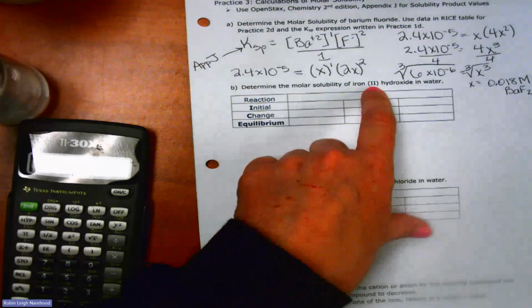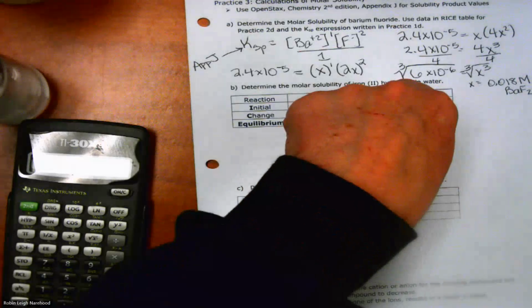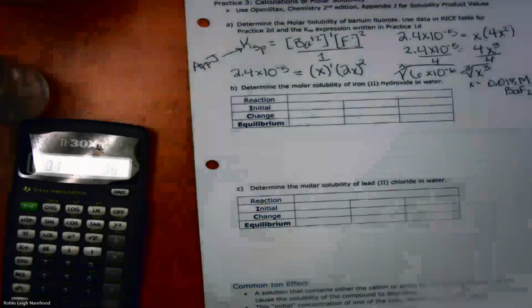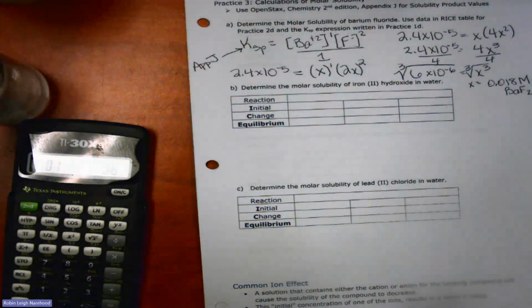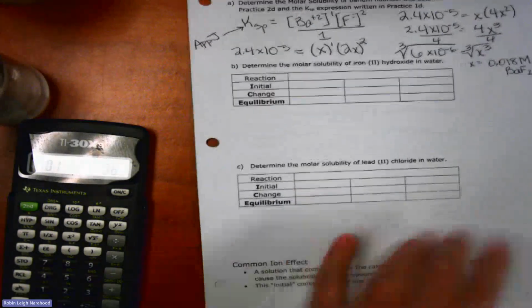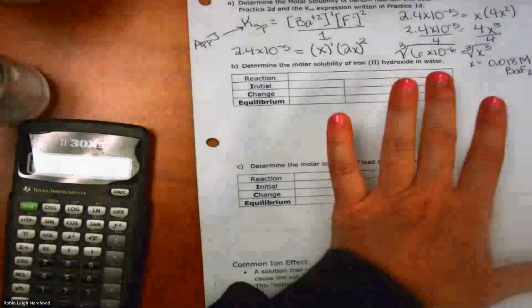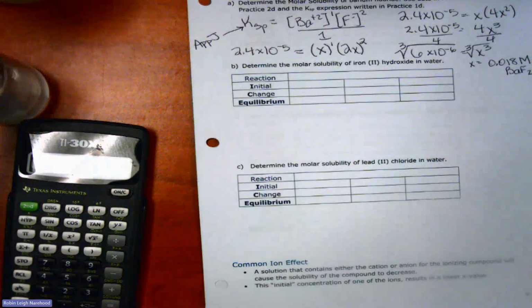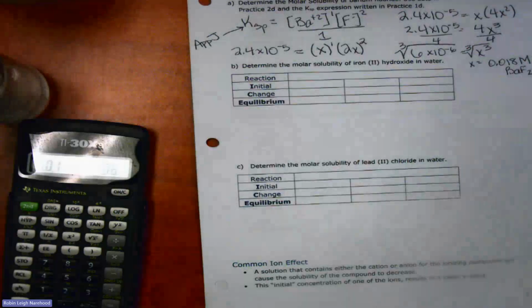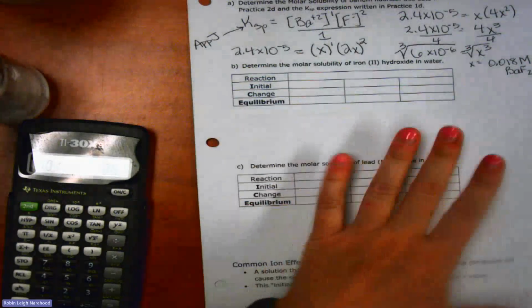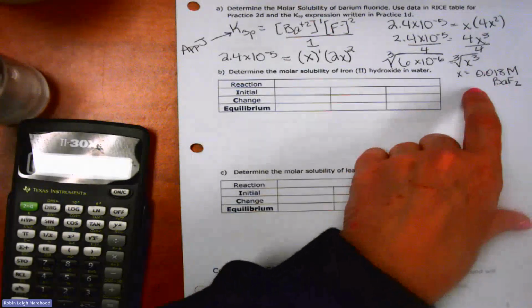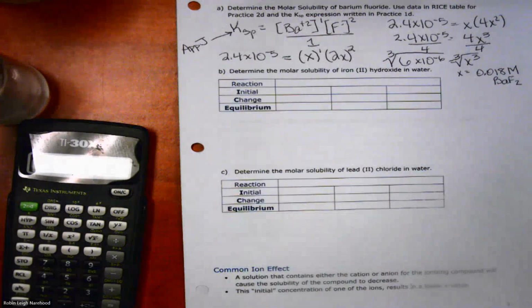And where will you find the KSP for this? In Appendix J, because I chose ones that are in Appendix J. If you don't know the formula, you can figure it out, or you'll find it in Appendix J. But there is iron 2 and iron 3 hydroxide, so you've got to be sure that you choose the iron 2 for this example. Iron 3 is in the homework. Okay. And then you'll just solve for X. And once you get X, you will do molarity of iron 2 hydroxide.